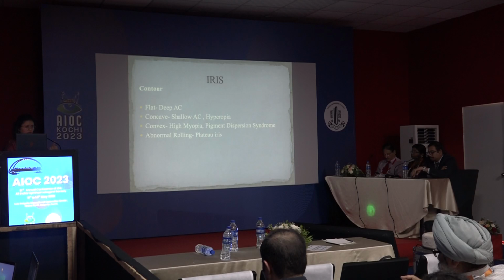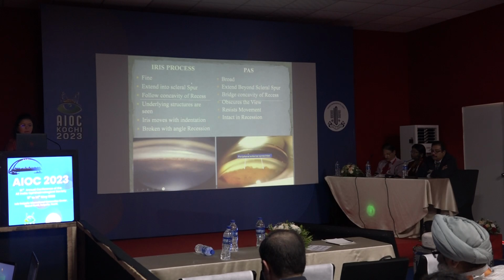Then apart from the angle, you also have to look at the iris, whether the iris contour is concave, like seen in shallow AC, or it is convex, like in cases of deep AC or pigment dispersion, or abnormal peripheral thick roll, like in cases of plateau iris.